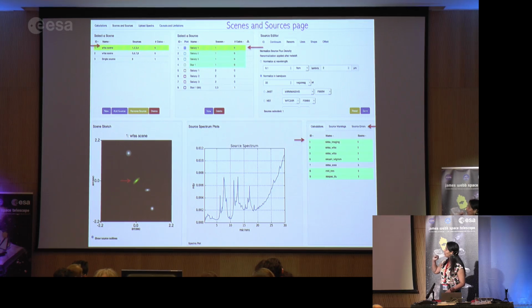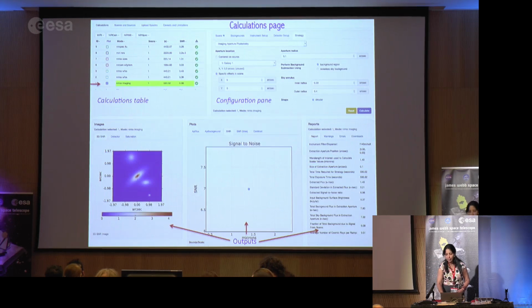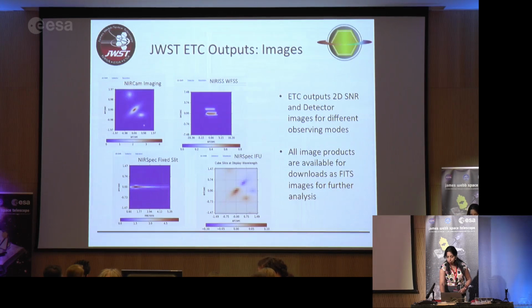So just to quickly give you an idea, on the scenes and sources page, when you look at that particular tab, all of the top panels are basically where you define your scene and sources and the properties. Everything on the lower panel is a visualization of the scene that you've created. On the calculations page, your left upper corner gives you a summary of all the calculations you've done. The right-hand pane allows you to configure the calculation, your instrument setup, detector parameters, backgrounds, and so on. Everything on the lower pane is essentially the ETC output.